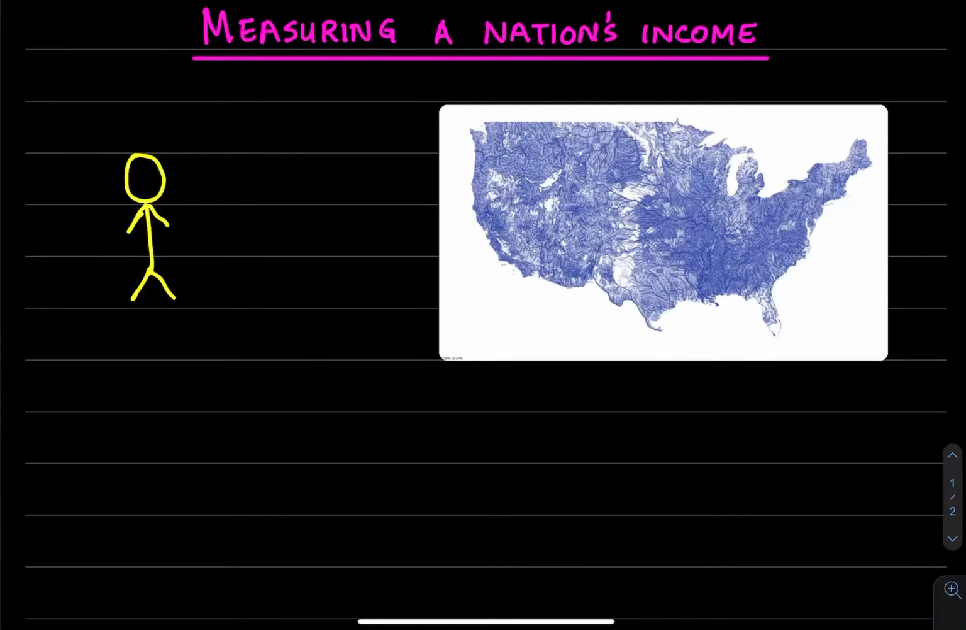Hi everyone, this is the first purely macro chapter of the textbook, and so I'm very happy to be teaching this. Now, this chapter is about measuring a nation's income. And so, to motivate this, it's easy to think about the following question. If you were to judge how a person is doing economically, what would you look at?